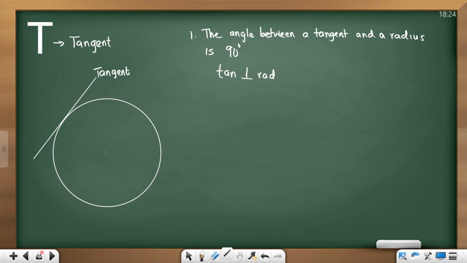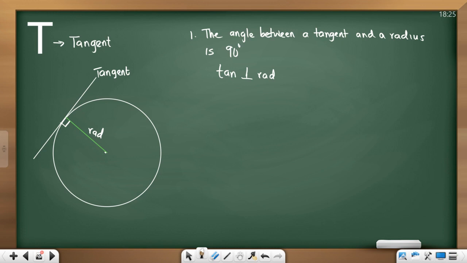So I'm going to draw my radius, and this angle would be 90 degrees. Radius and tangent. The angle between a radius and a tangent is 90 degrees. It means that they are perpendicular to each other. The radius is perpendicular to the tangent. So you would hear us say tan rad, and that's what we mean. That's the first one we need to know when it comes to tangent. I hope that makes sense.